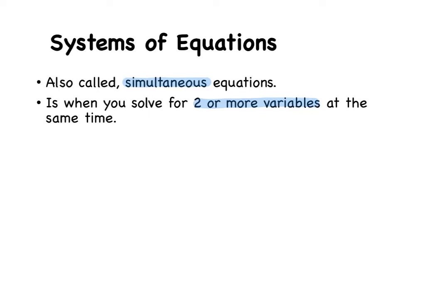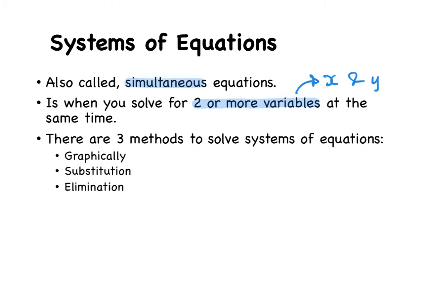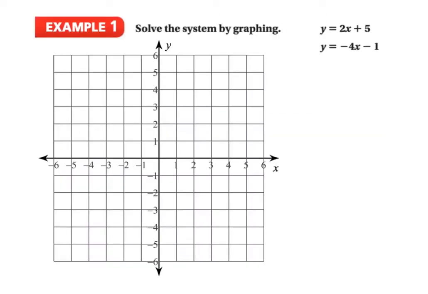Usually when we were solving equations, we were just solving for x, but now we're going to be solving for two or more variables, so we're going to be solving for x and y at the same time. There are three methods to solving the system of equations or simultaneous equations: graphing, substitution, or elimination. For today's video, we're going to look at this first method of solving systems of equations by graphing. So let's take a look at our first example.